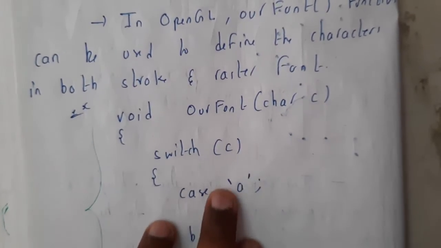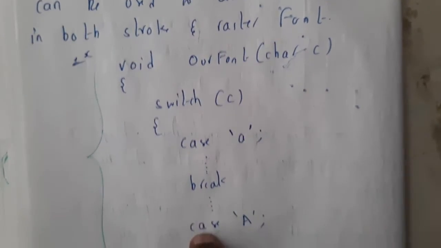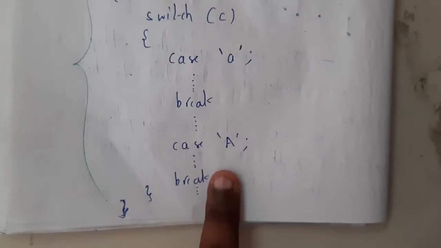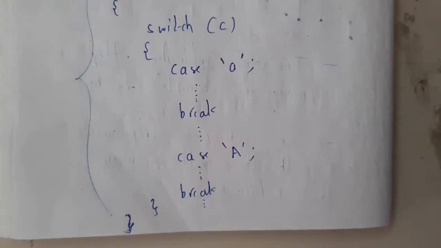You'll have a switch case in which you'll write character A with the code that is required, and character B and so on up to Z, and even further. So I hope everyone got a small idea on this.